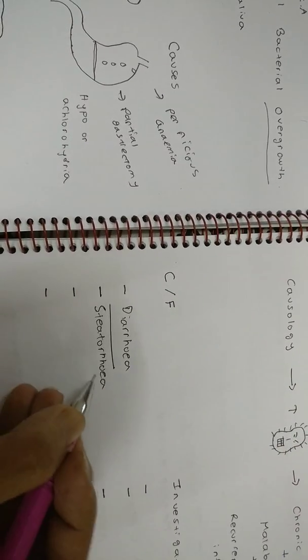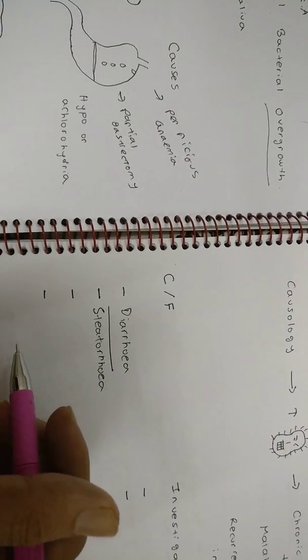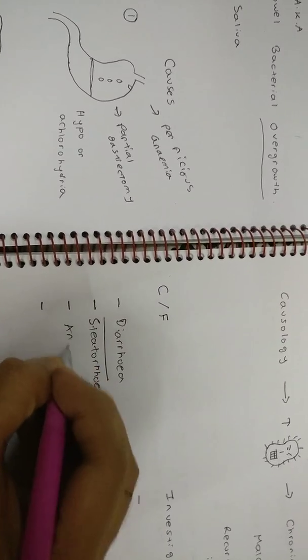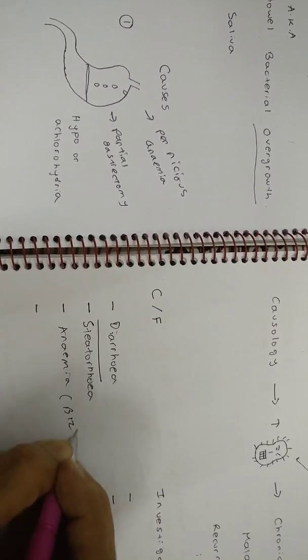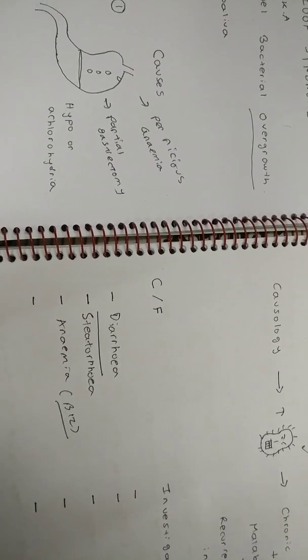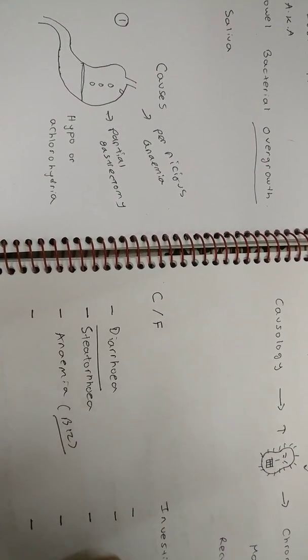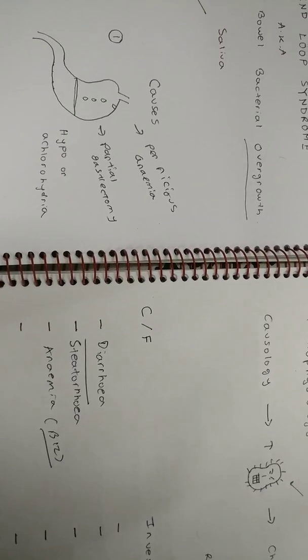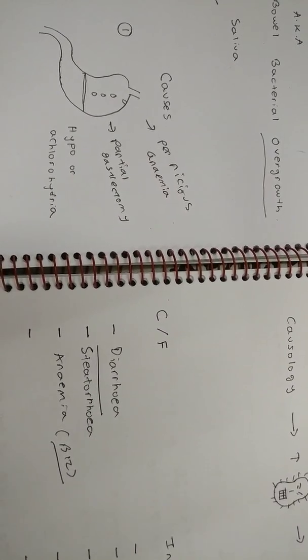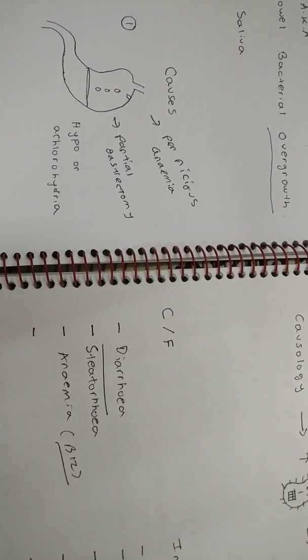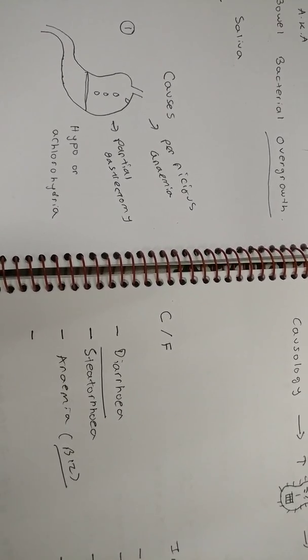Therefore it causes steatorrhea. Then the person presents with anemia due to the decreased amount of vitamin B12. Therefore the anemia will be mainly megaloblastic. Why does this happen? We know that the bacteria use up the vitamin B12. So when they use up the vitamin B12, there will be anemia.